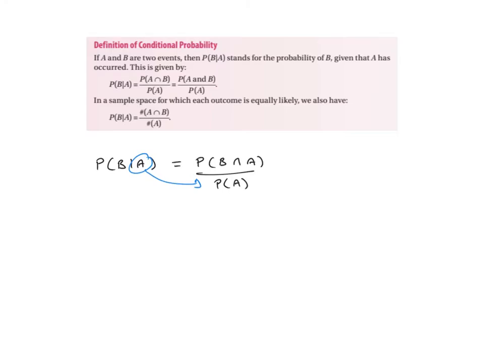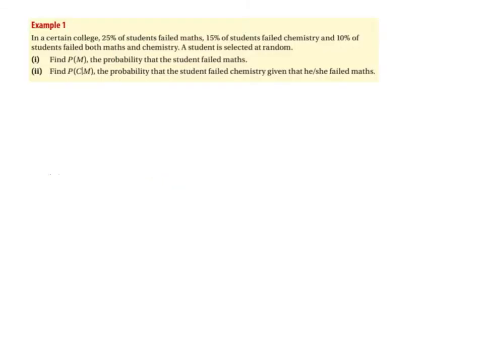Okay, so whichever the last one is, that's the one that goes underneath on the fraction. Okay, let's have a look at an example. It says in a certain college, 25% of students failed maths, 15% of students failed chemistry, and 10% failed both maths and chemistry. A student is selected at random. Find the probability that the student failed maths.